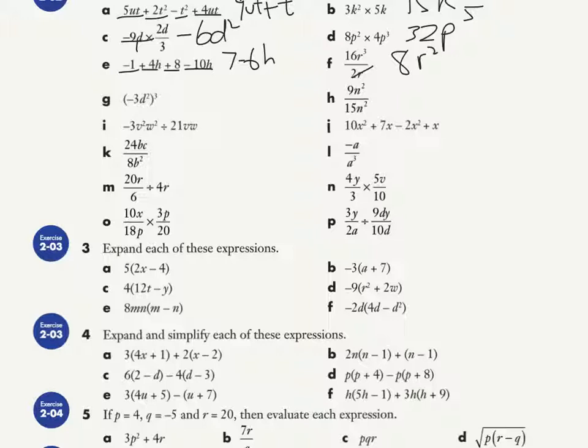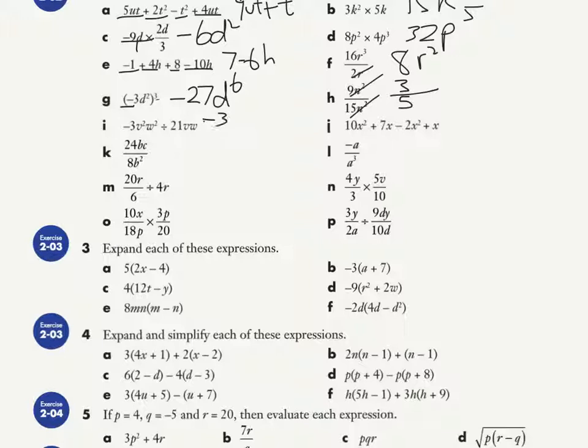Okay, G. Now, deal with the number first. Negative 3 cubed gets you negative 27. D squared cubed, well, we times those and we get d to the 6. Alright, H, 9 over 15 can't be divided, so we simplify. 3 goes into both, 3 times and 5 times. N squareds can cancel.